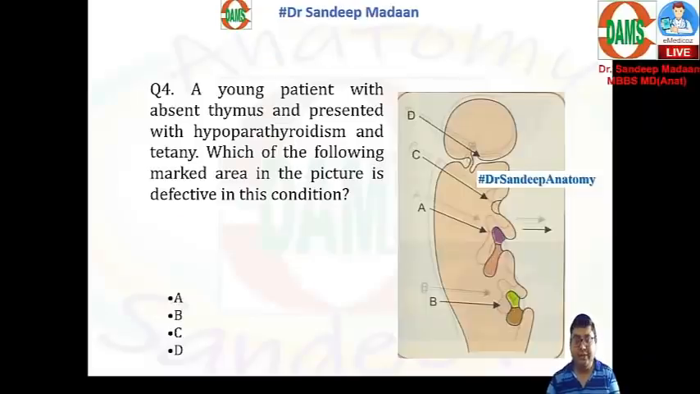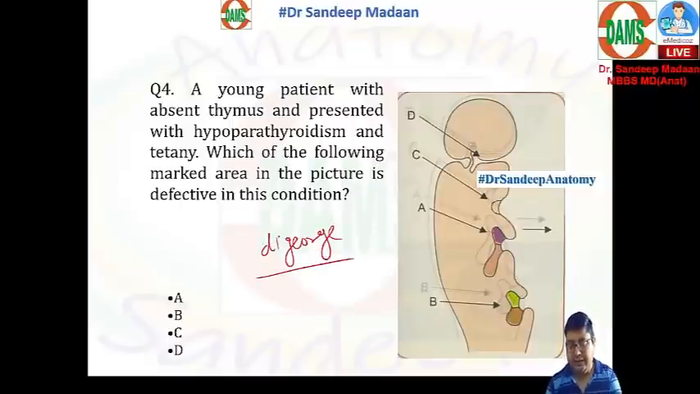A young patient with absent thymus presented with hypoparathyroidism and tetany. Which of the following marked areas in the picture is defective in this condition? This question is a direct repeat from the notes, and we have discussed this part in the classes. And what is this condition where the thymus is absent and hypoparathyroidism is seen? It's DiGeorge syndrome, right? It's DiGeorge syndrome.